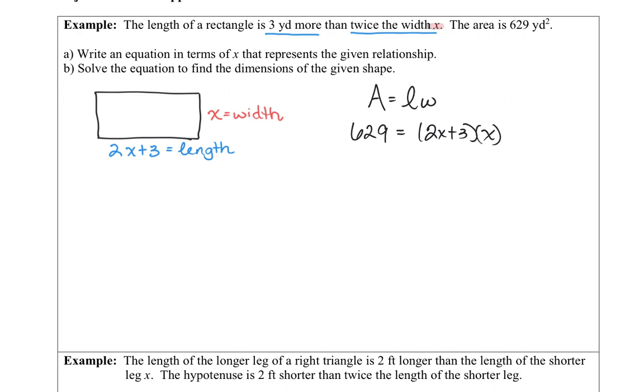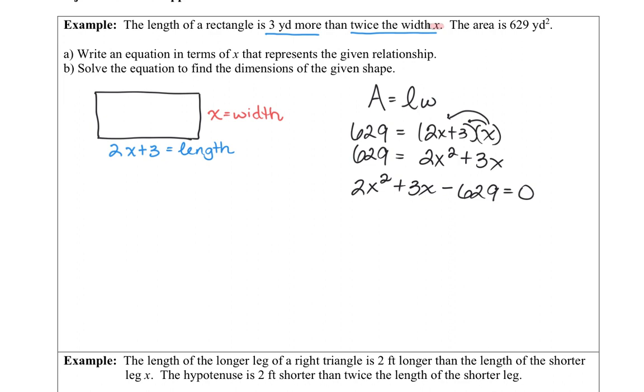right? Now, this is in the quadratic equation section because first thing we have to do is go ahead and distribute our x, right? So we have 629 equals 2x squared plus 3x. You can distribute from the left, and you can also distribute from the right. You just need to make sure that both of these terms get multiplied times x. And we can see that we're looking at a quadratic. How do you solve a quadratic equation? Well, you need to set it equal to 0. So 2x squared plus 3x minus 629 equals 0.